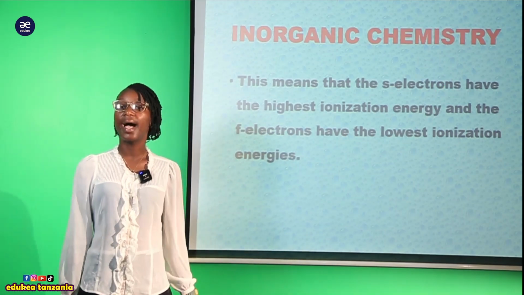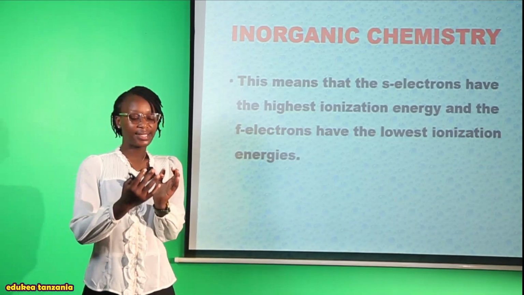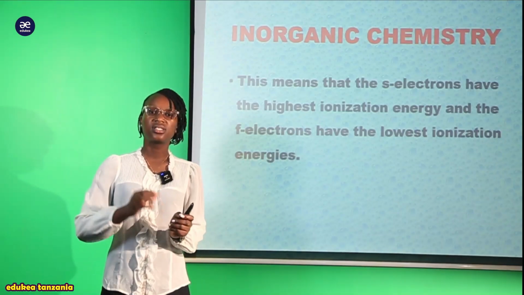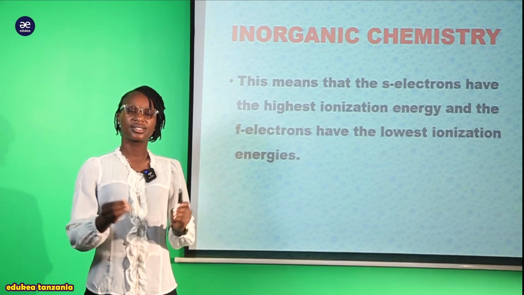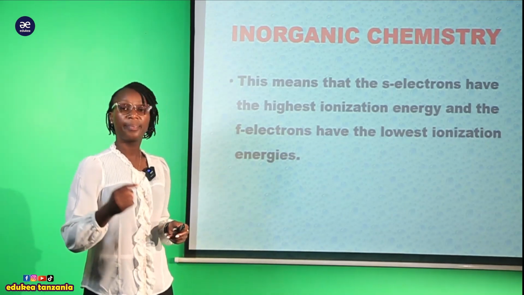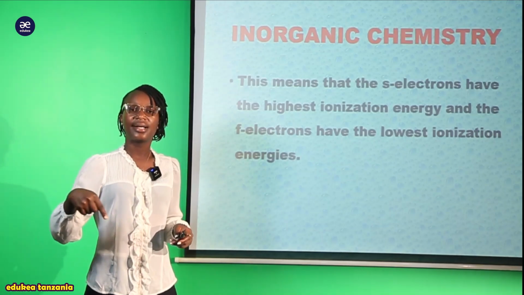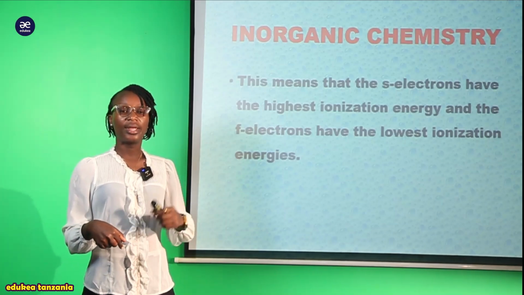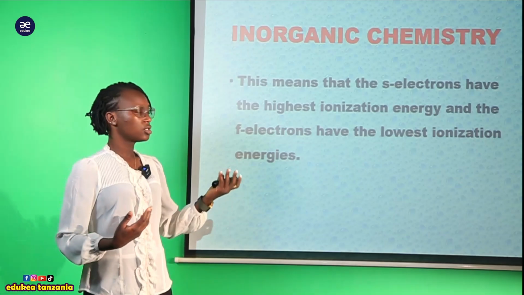Sasa ukiangalia hiyo trend hapo inamaanisha nini? The trend shows that s electron has a large ionization energy. Maana kwamba it is difficult to remove the electrons of the s orbital because they are more close or more attracted to the nucleus. But once you come to the p, d and f, you can see that the ionization energy will be lower. We need a small or medium ionization energy so as to remove the electron.